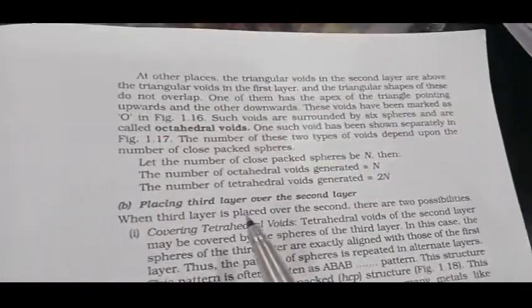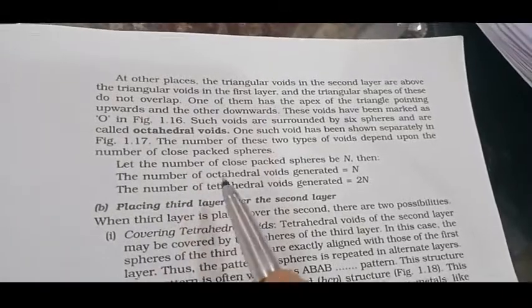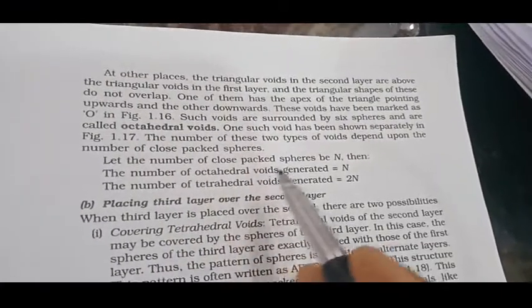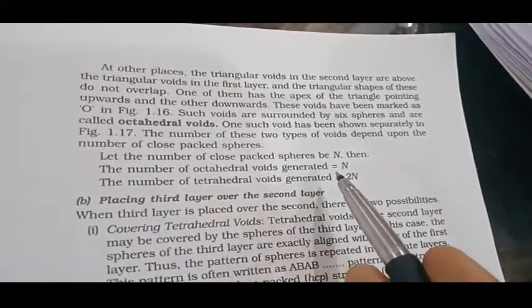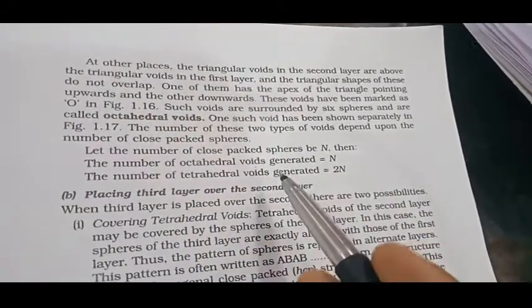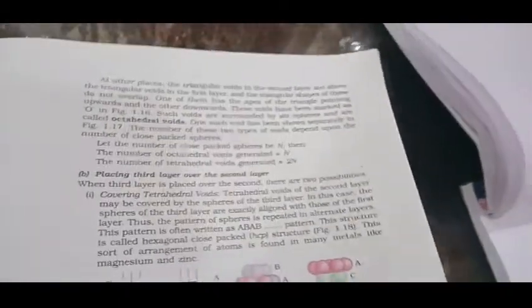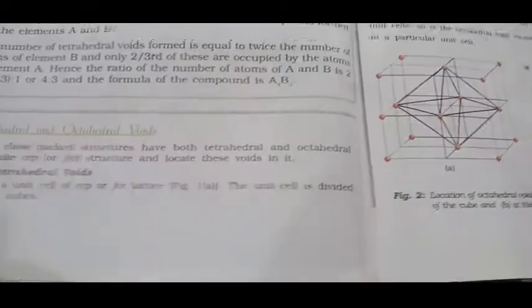Clear? Now I am going to tell one more thing: the number of octahedral voids and tetrahedral voids. If the number of spheres in the close packed structure is n, then the octahedral voids are also equal to n, and tetrahedral voids are 2n. How can this be proved? It is very easy. In the next page it is clearly mentioned in these two diagrams.